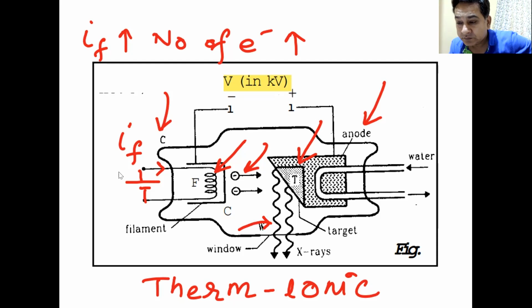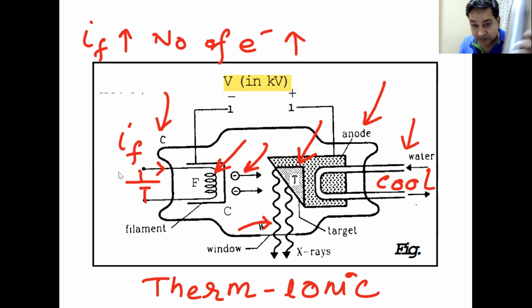But then this target will be heated up because very fast moving electrons are striking it. Yes or no? Yes, sir. And that is why we have water. What is water doing? It is not giving you electrons. What is water doing here? It cools the target. It cools the anode. This is the cooling agent. Water. I am also heated up, so I'll have some water. It cools me down. Yes or no? Yes, sir.